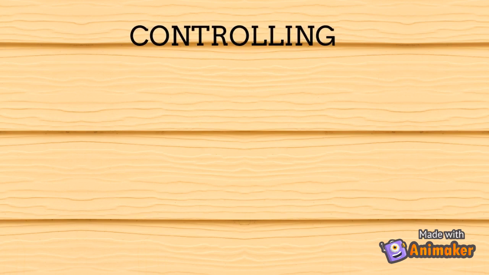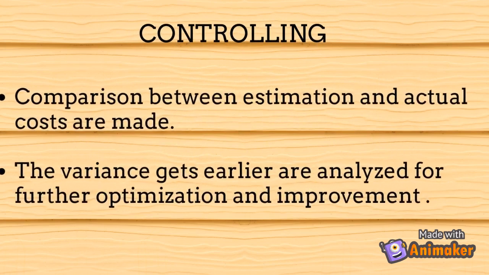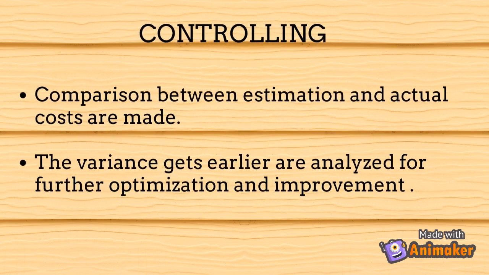Next is under controlling. Under life cycle costing, negative variance found when comparing estimated costs and actual costs, which are used to evaluate the impact on product life cycle costs. This information helps management to determine which areas need to be focused on for cost reduction. At the same time, the variances are analyzed for further optimization and improvement.